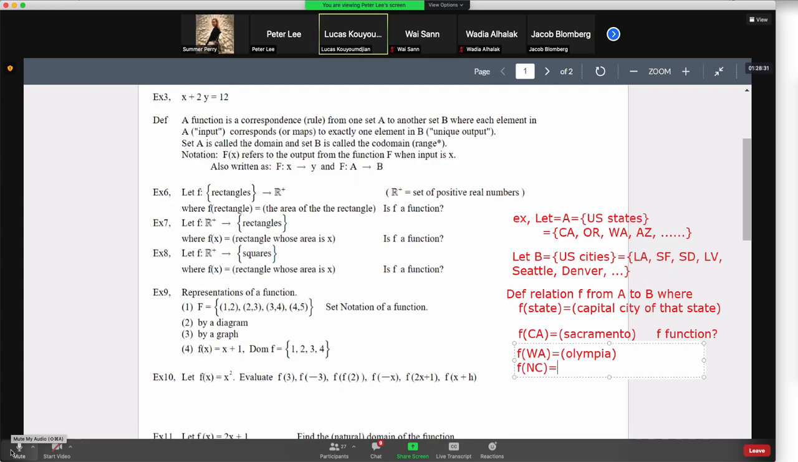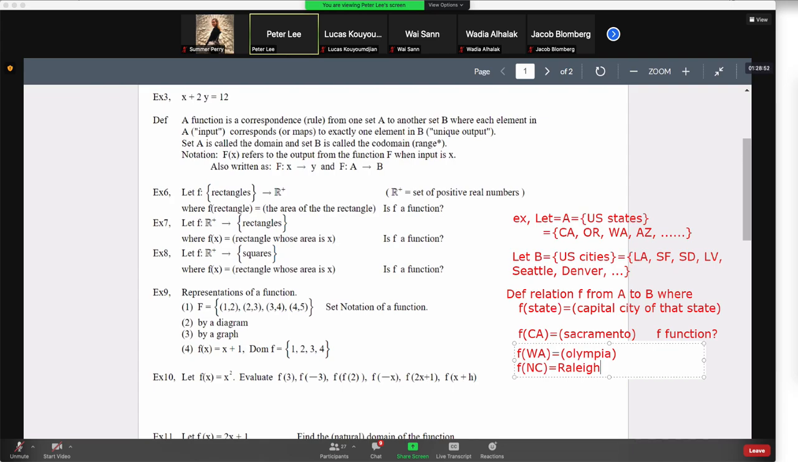Raleigh, R-A-L-E-I-G-H. I think many of you probably have a hard time spelling the word, right? You are right, it is Raleigh. It's not Charlotte. Charlotte is actually the largest city. It's not Greensboro. There are many cities out there, but anyway, the capital is Raleigh. So for each state there's only one capital city, right?